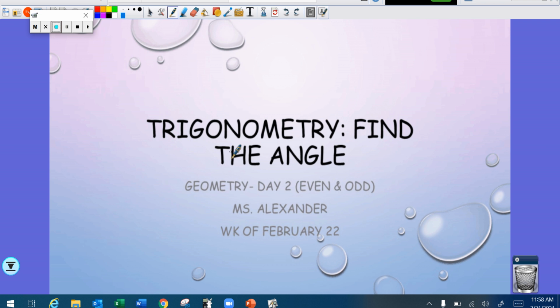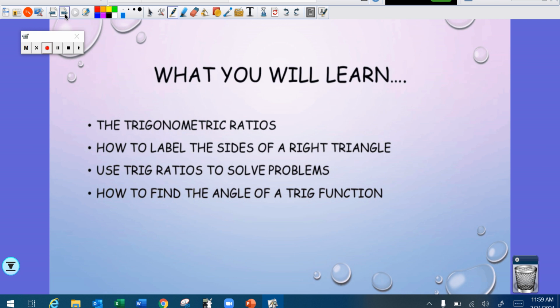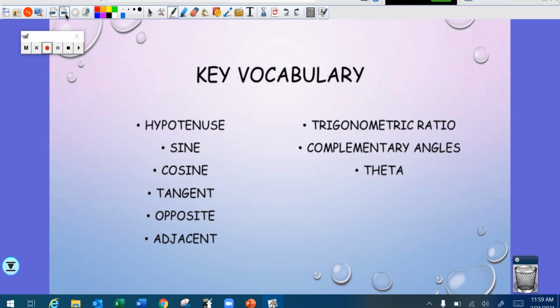Okay guys, so now we're going to talk about right triangle trig and finding the angles. Finding the angles. So here, what you're going to learn is the trig ratios, how to label the sides, how to use the trig ratio to solve problems, and how to find the angle of a trig function. So none of our vocabulary words are new.